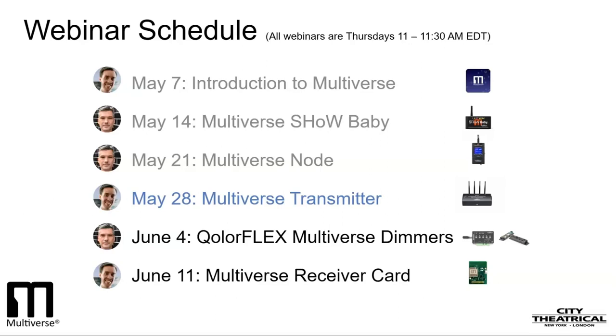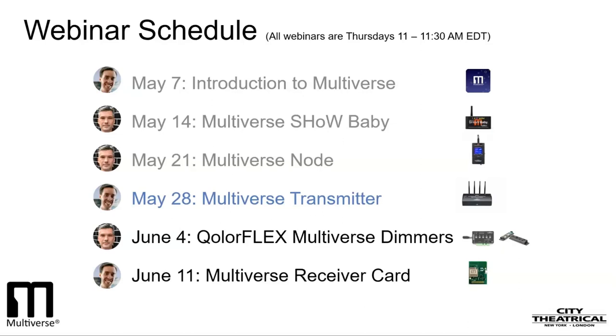on Multiverse Transmitter. Today's webinar is the fourth in a series of 6 webinars on Multiverse Wireless DMX, and we'll go deep into the Multiverse Transmitter, which contains 4 different radios and which can broadcast as many as 10 universes from one transmitter. In this webinar, we'll show you how to set up a complex multiple universe broadcast.